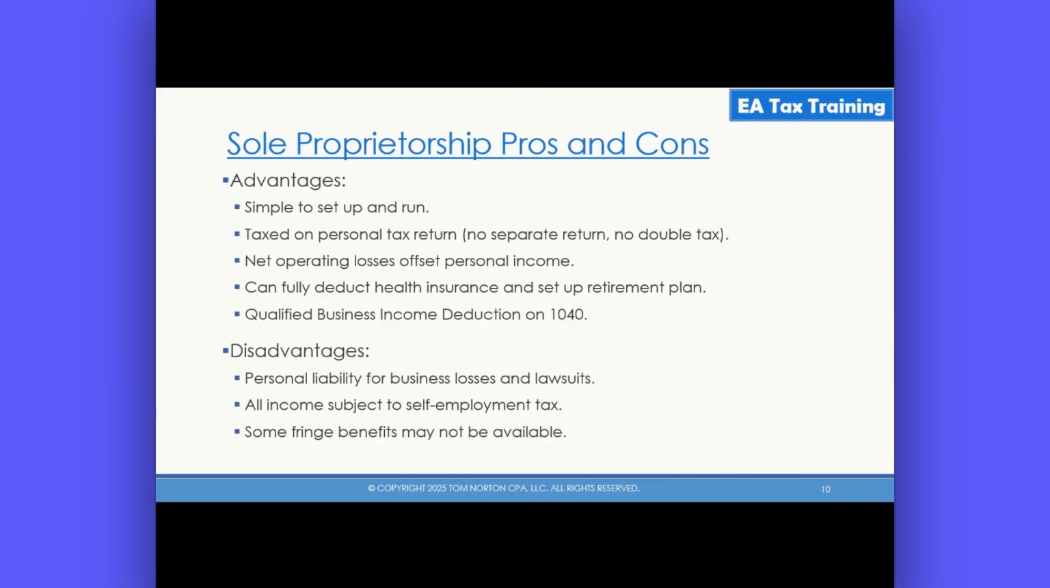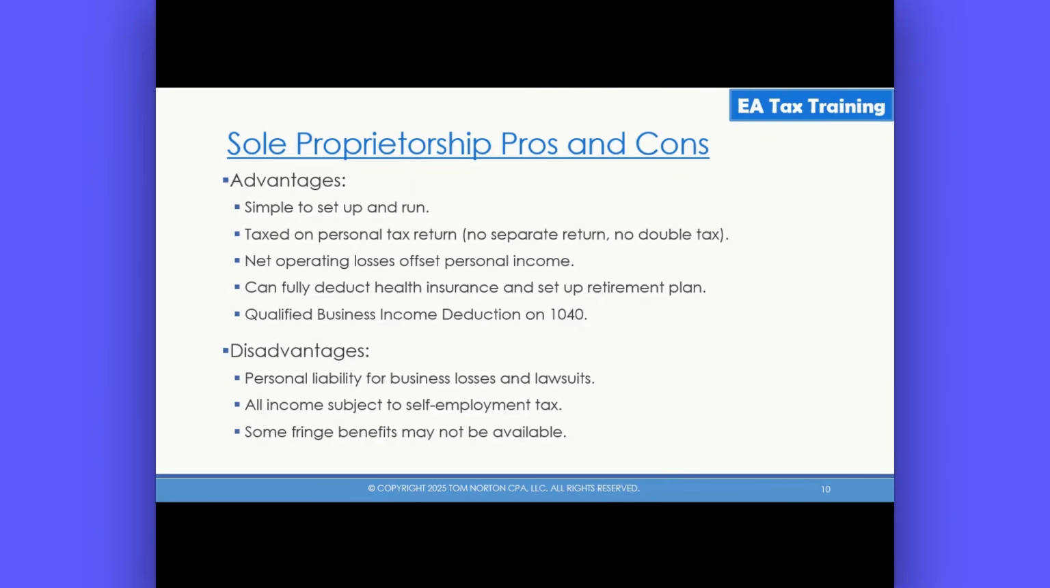If you have a loss in the business, you can use that loss to offset your other income. So maybe you've got a regular W-2 job and then you have this business on the side. Well, if you have a loss from the business, then that will help to reduce your overall income and therefore reduce your income tax. You can fully deduct health insurance and set up a retirement plan as a sole proprietor.